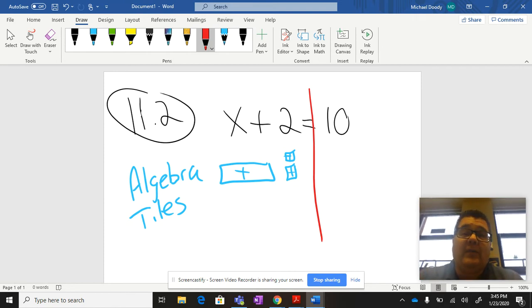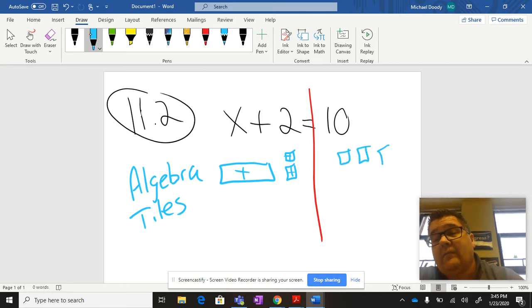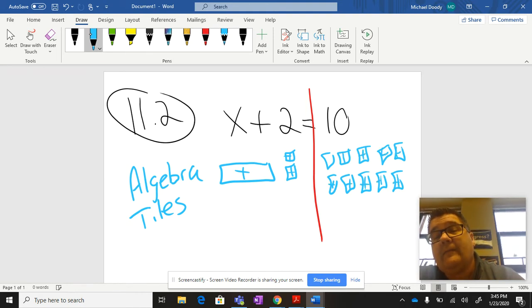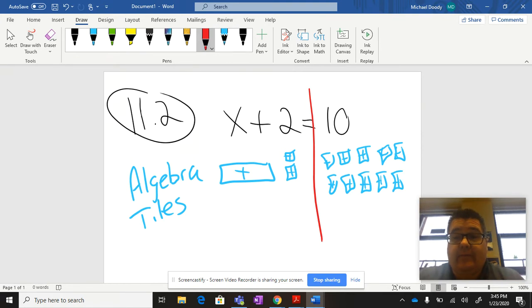Well, since I drew the left side, I'm going to go ahead and draw the right side. How do I draw 10 using those algebra tiles? I'm going to go ahead and draw 10 little boxes. 4, 5, 6, 7, 8, 9, 10. And all of these are pluses because we have a positive 10 there. Okay. The key here is I want x by itself.